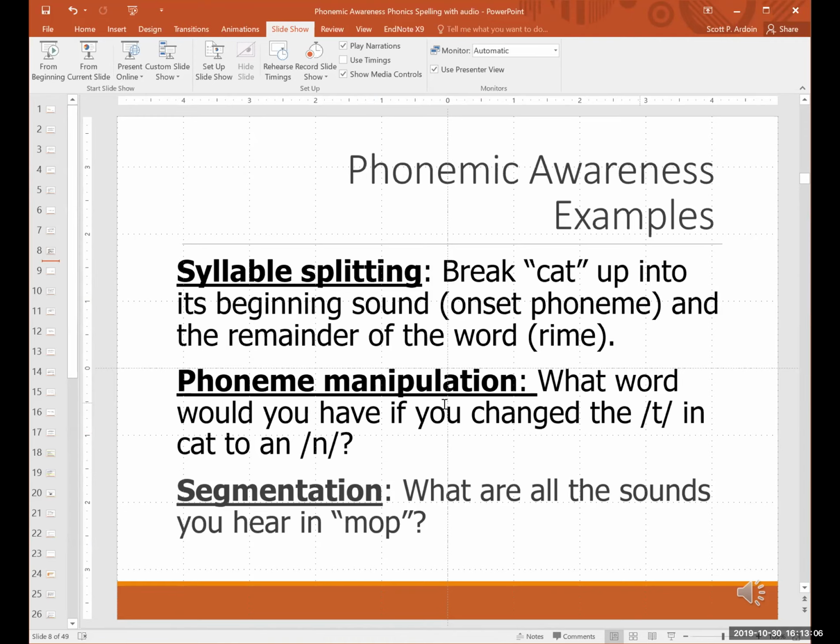Phoneme manipulation. What word would you have if you changed the t in the word cat to n? You would get can, right? So this is a little more difficult level of phonemic awareness. And then segmentation. What are all of the sounds you hear in the word mop? M, ah, p.